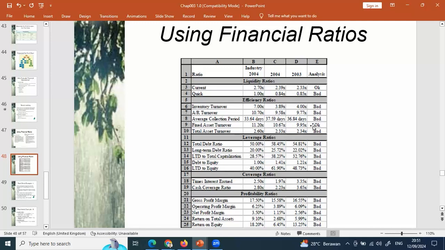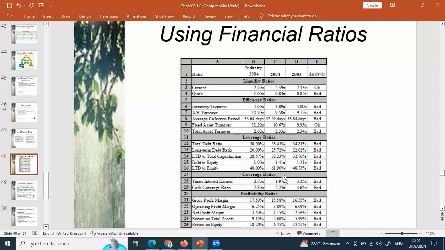Account receivable turnover 10 times. We only 9 times. They get money faster than us. Collection period, they get money faster, 33, 37. And then total debt ratio. We 59, 58, many debt. 58% our debt compared to asset. The other company 50 only. We are bad. Long term, we have 25. The other company doesn't have long term that much. Only 20. We are bad.